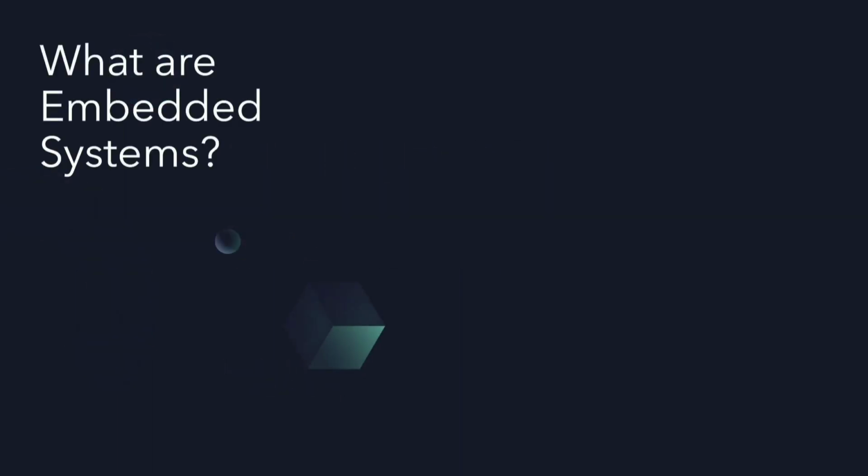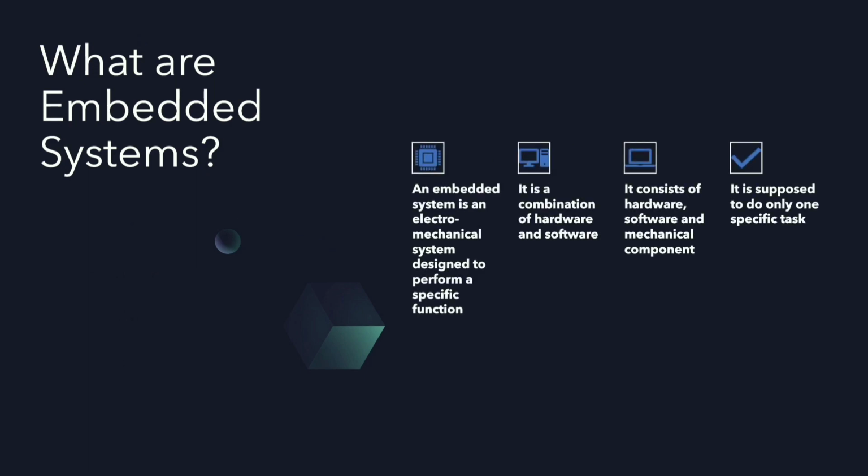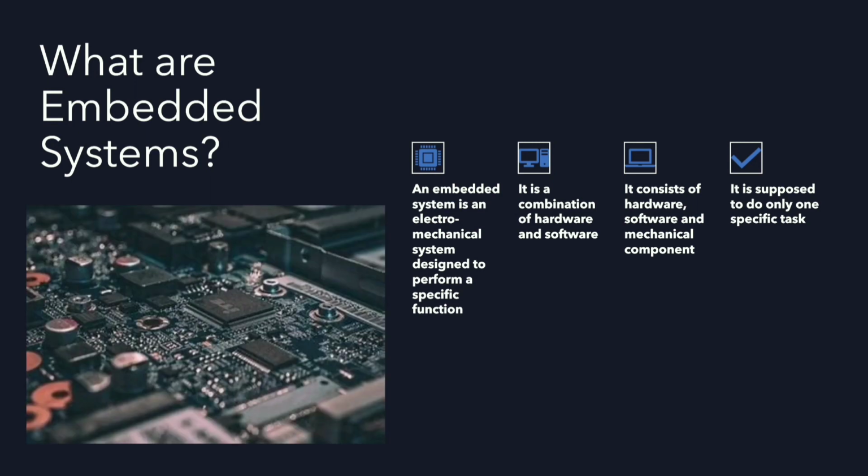An embedded system is a microprocessor-based system that does not look like a computer. 80% of the embedded system's actions are based on microprocessors. What are embedded systems? An embedded system is an electromechanical system designed to perform a specific function. It is a combination of hardware and software. It consists of three components, mainly hardware, software and mechanical components. It is supposed to do only one specific task.